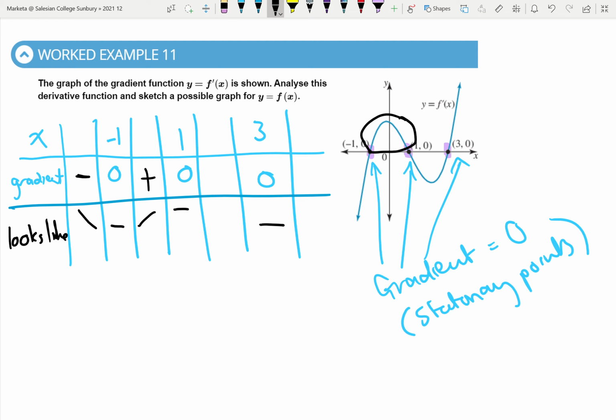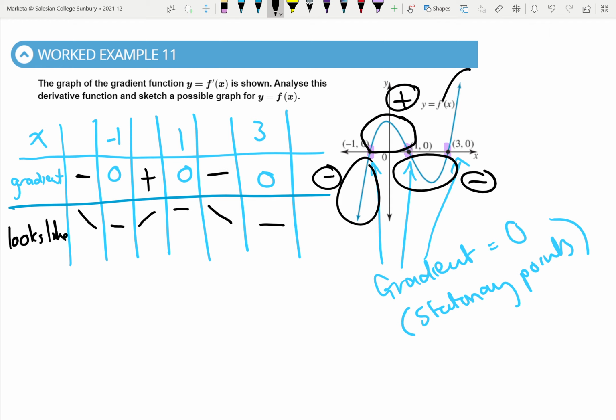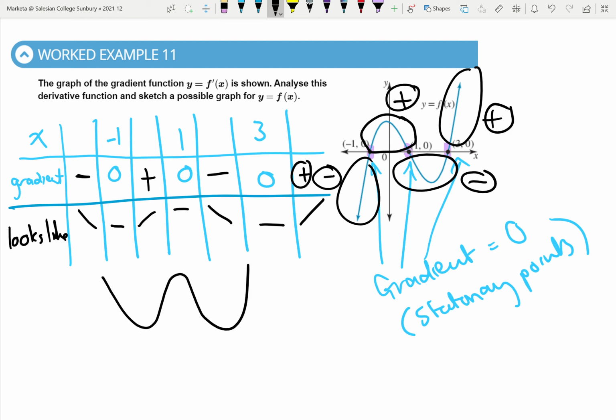And then between 1 and 3, this is a negative section of the graph. So you've got to look at where the graph is drawn, in the negative zone or the positive zone? So we're again negative. And then here, this is a positive section of the graph, so again going up the hill. So the shape that we're going to get is going to be like a W.